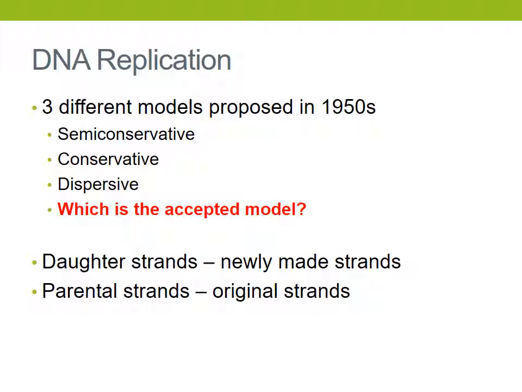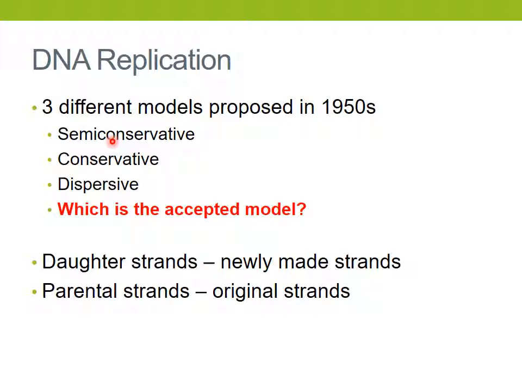Okay, so now that we know the structure, they've accepted the structure. At the same time, they were also trying to understand, how does DNA replicate? Because we know it replicates, right? We studied that in cell cycle. We looked at it in interphase and the importance of replication of DNA, chromosomes, etc. So there were 3 models proposed to explain how DNA might be replicated. And they were called semi-conservative, conservative, or dispersive. Do you know what the accepted model was? Well, the answer is semi-conservative. Okay, we're going to take a look at what that means.